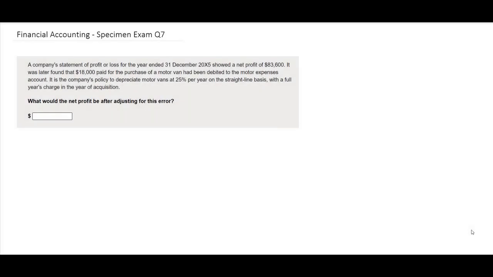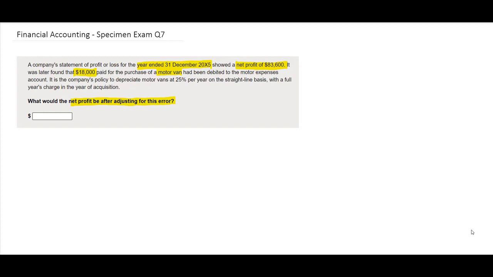In this question, we are being asked what would the net profit be after adjusting for this error. The error that they are mentioning is in the information above, which talks about an adjustment for a motor van that had been treated as an expense. It tells us that the company's statement of profit and loss for the year ended 31st of December 20X5 showed a net profit of $83,600. It was later found that $18,000 paid for the purchase of a motor van had been debited to motor expenses.